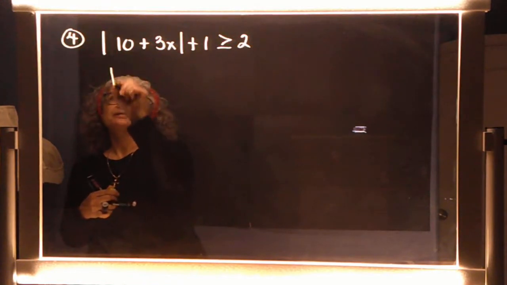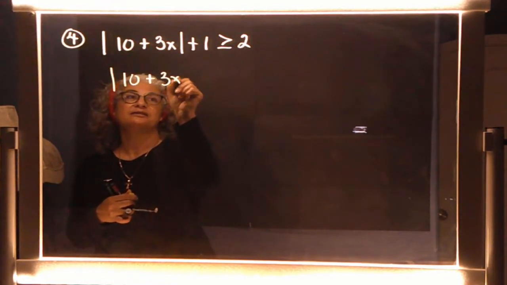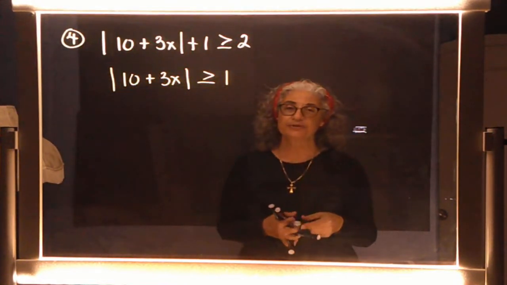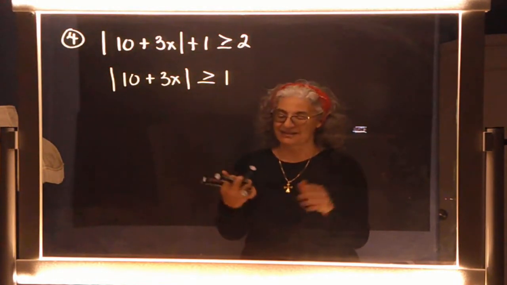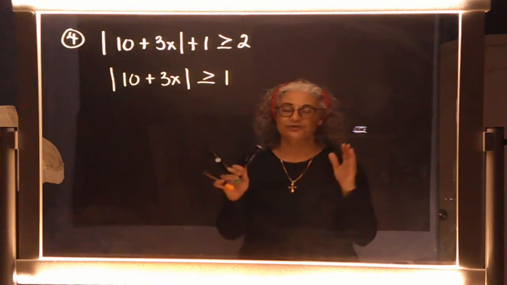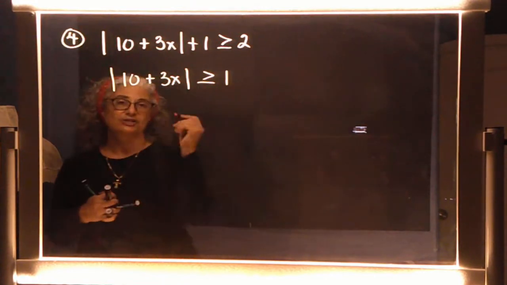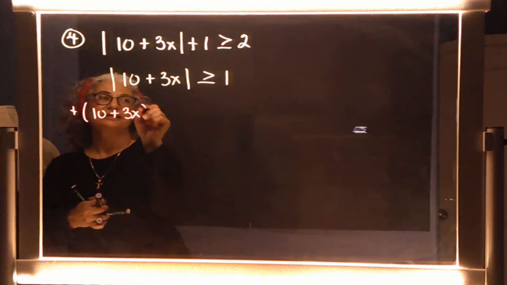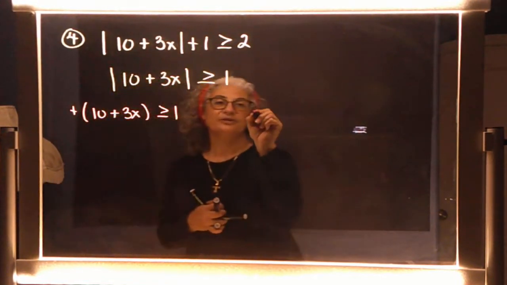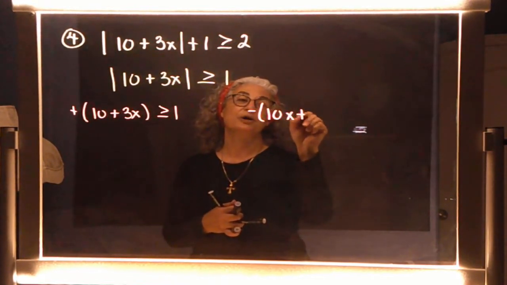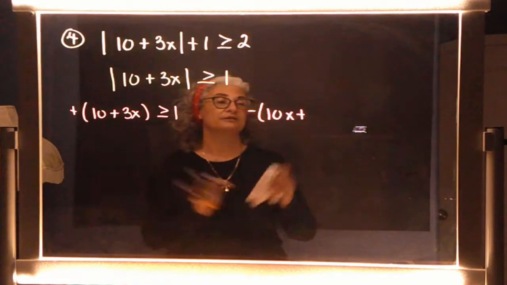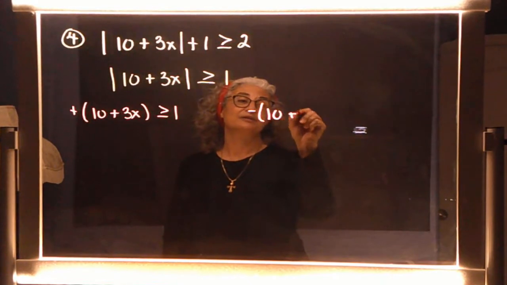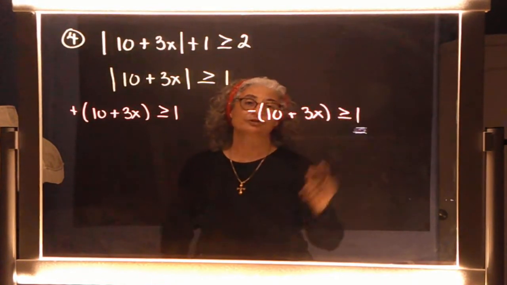So the real problem is the absolute value of 10 plus 3x is greater than or equal to 1. Now can I split it up into the 2 inequalities? Yes, I can, because now the absolute values are by themselves. So I got the positive of the number inside. That's supposed to be greater than or equal to 1. But I also have the negative of the number inside. Whoops, I put the x with the wrong number, didn't I? Well, let's erase that first. Okay, but I also have the negative of the number inside. That's still supposed to be greater than or equal to 1.